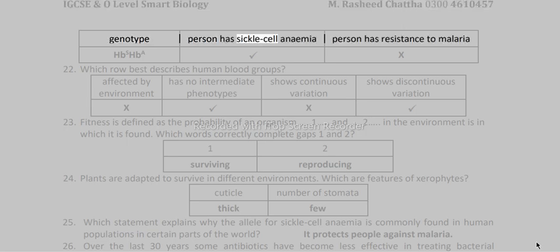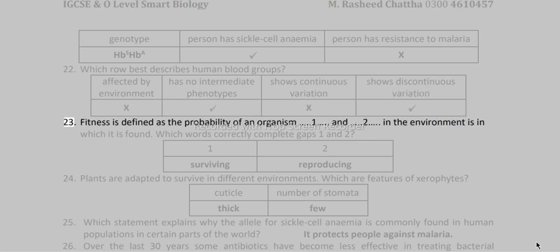Genotype: person has sickle cell anemia, person has resistance to malaria. HbS HbA. Question 22. Which row best describes human blood groups? Affected by environment, has no intermediate phenotypes, shows continuous variation, shows discontinuous variation.